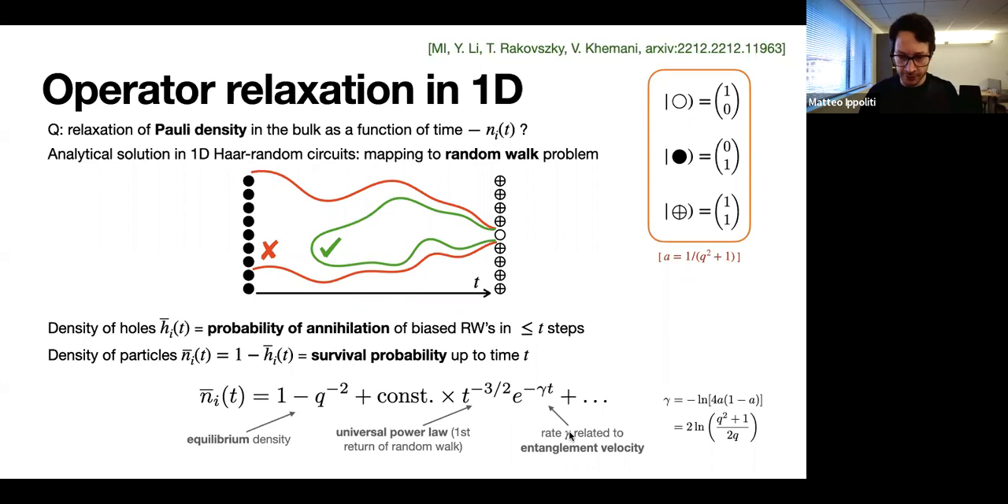The rate gamma, I'm not going to say much about it, but essentially for experts on random circuits, this happens to be the entanglement velocity. So even though I'm doing everything in an operator picture, there is also an entanglement picture that can be applied here.